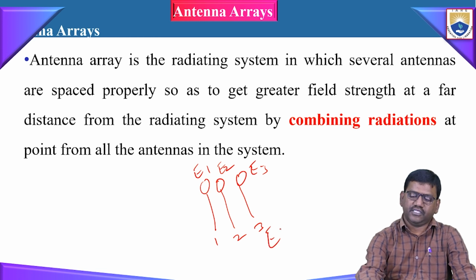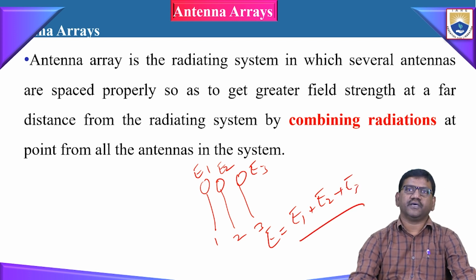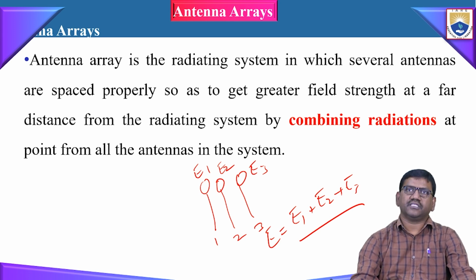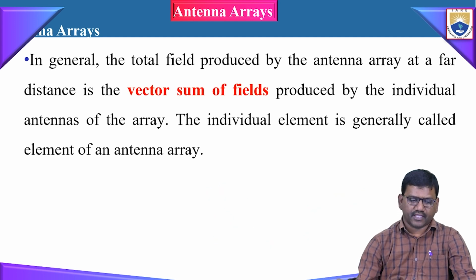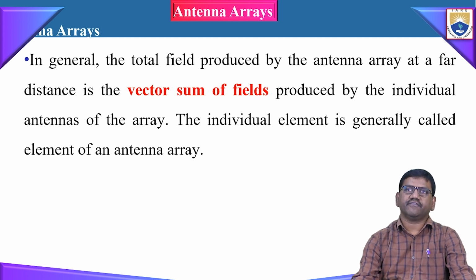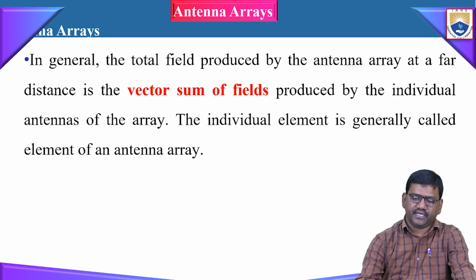The total electric field strength is given by E equals E1 plus E2 plus E3. That means we need to do the vector summation of all the radiations produced from all the antennas in the system, to calculate the total electric field strength produced by the antenna array system. In general, the total field produced by the antenna array at a far distance is the vector sum of the fields produced by the individual antennas of the array. The individual element is generally called the element of an antenna array.